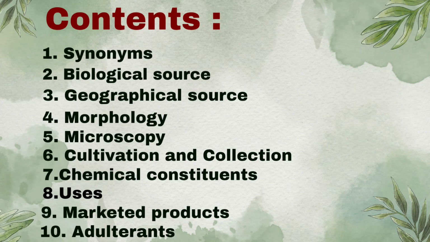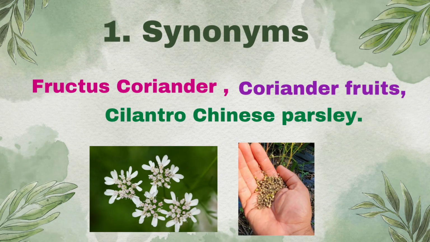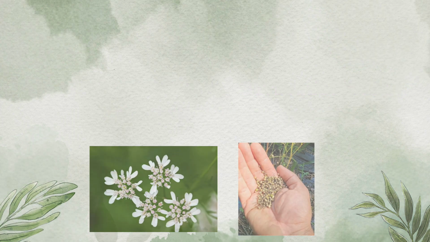Now, here is a short overview of this presentation in which we will see its synonyms, its biological source, its geographical source, its morphology, its microscopy, its cultivation and collection, its chemical constituents, its uses, its marketed products, and its adulterations. Now, let's start the presentation. First, synonyms which are widely used for coriander are fructus coriander, coriander fruits, and cilantro, Chinese parsley.